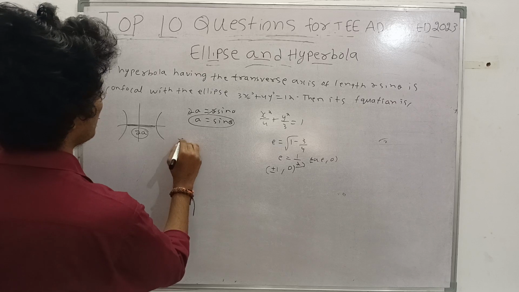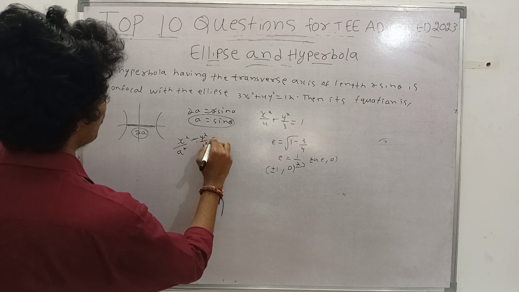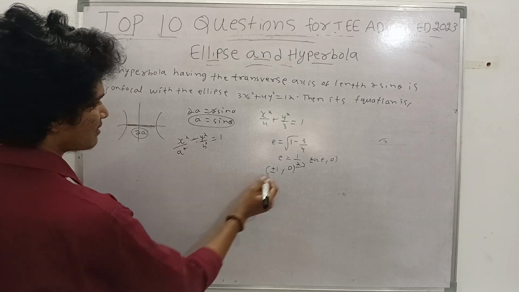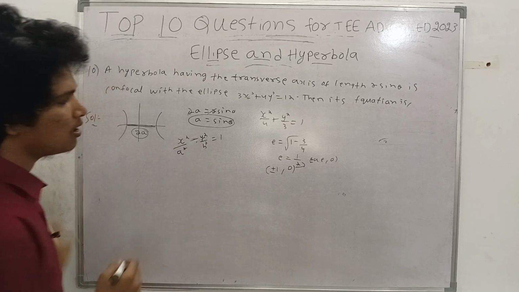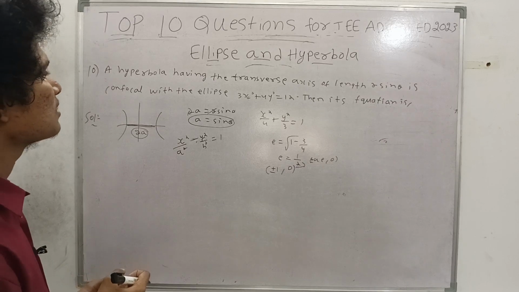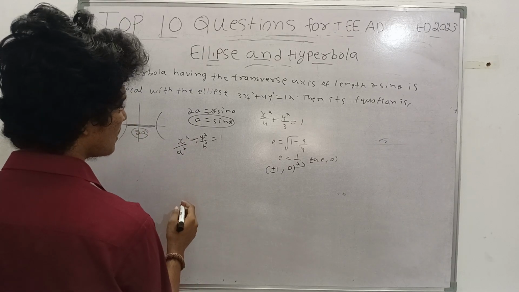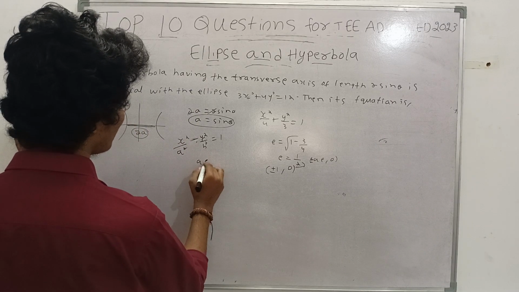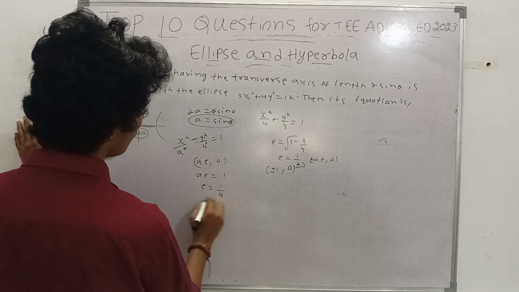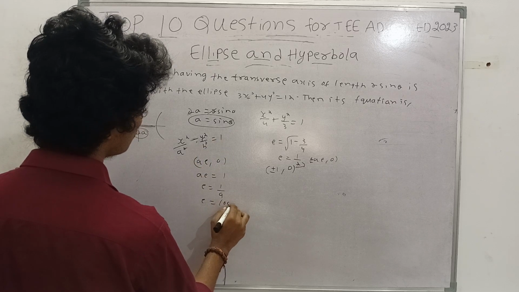Suppose x square by a square minus y square by b square equal to 1 is the equation of the hyperbola. And since it is confocal, it has the same focus. What is the focus here? ae comma 0, same. What is ae? ae equal to 1. e equal to 1 by a. e equal to 1 by sin theta, so e equal to cosec theta.